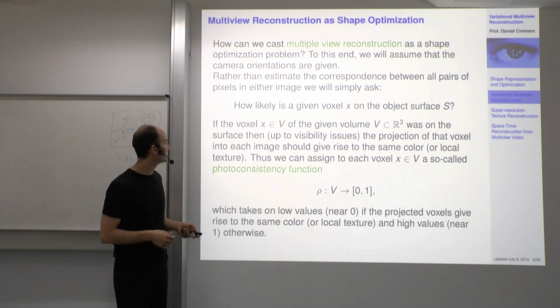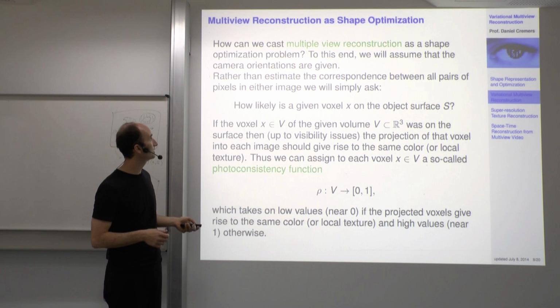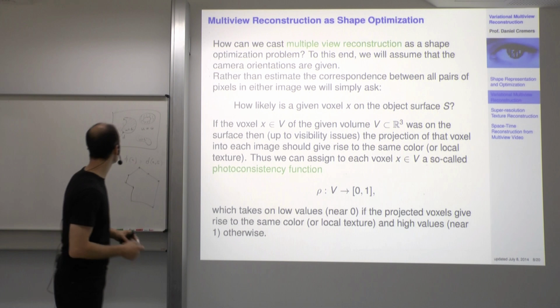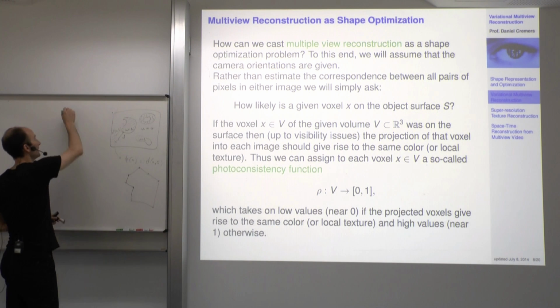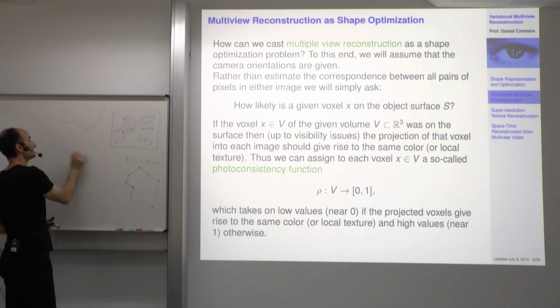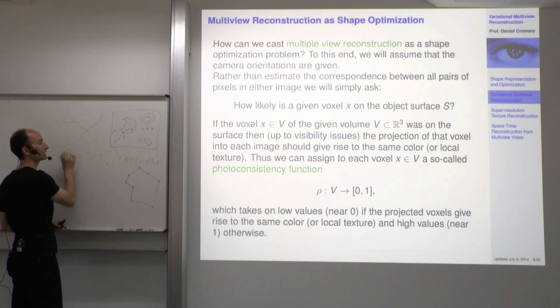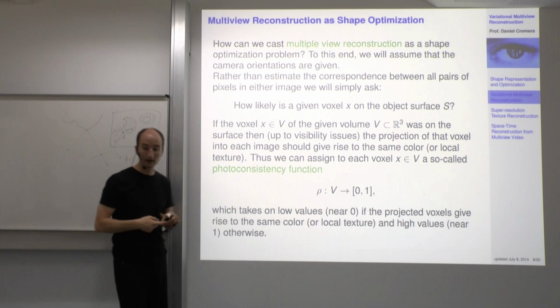Here is an example of multiple view reconstruction. So we want to recover the geometry from multiple images. And as I said, we want to do it densely, so we have two or more images. We observe points in these images. We observe their color in the different frames.